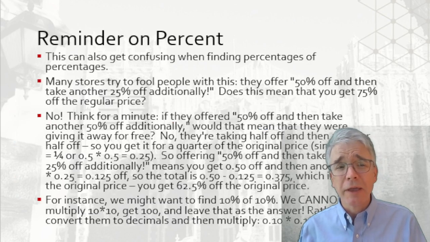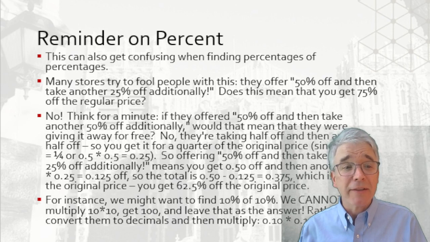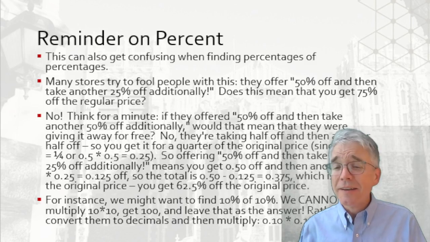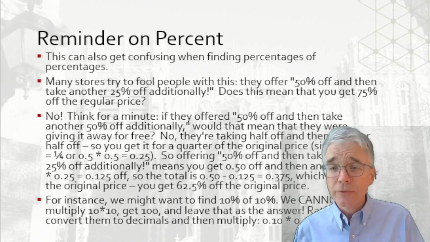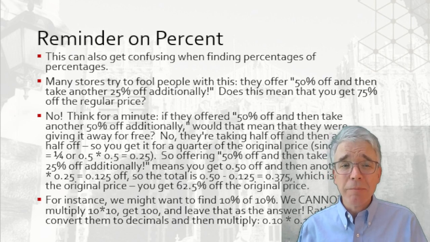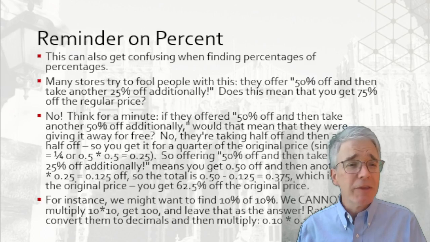Now, sometimes you've got to look at it a little bit extra carefully just to make sure you're not going fast and getting sloppy. At a lot of stores, they're putting stuff on sale. They count on the fact that people are fast and sloppy in their thinking. A store might advertise sale 50% off and then take an additional 25% off. Sounds good. But does that mean you get 75% off the regular price? Nope. That's the trick. It's right there in the words, but you've got to read the words carefully to see the trick.